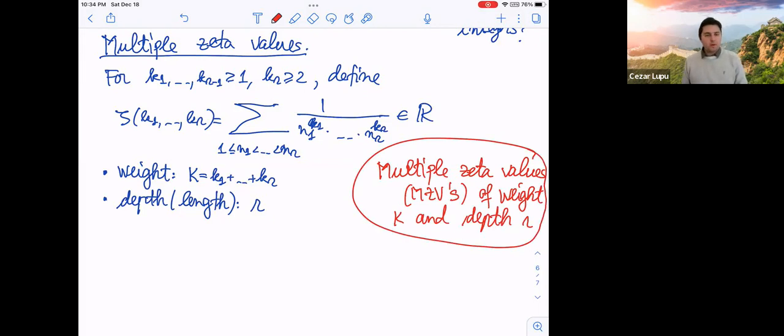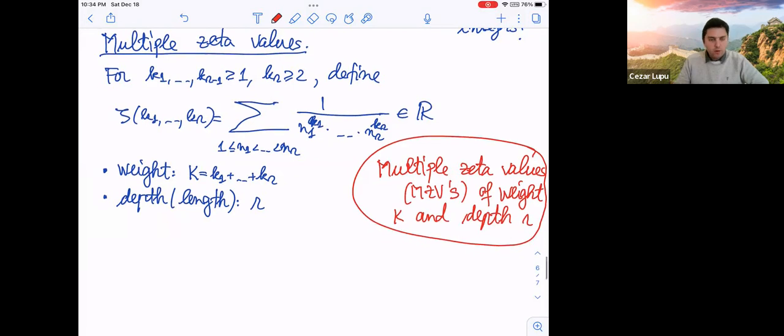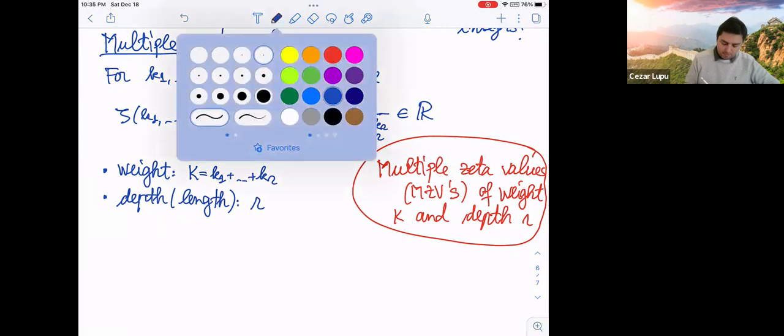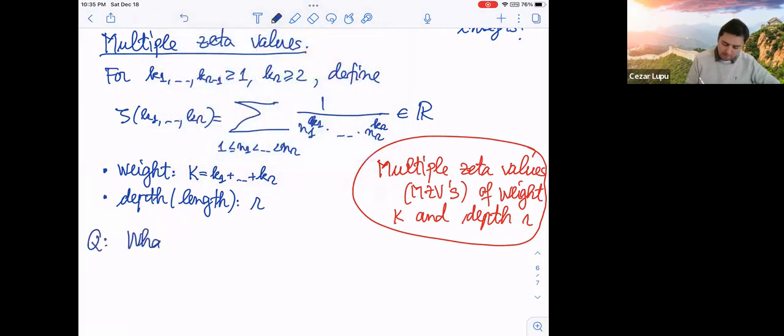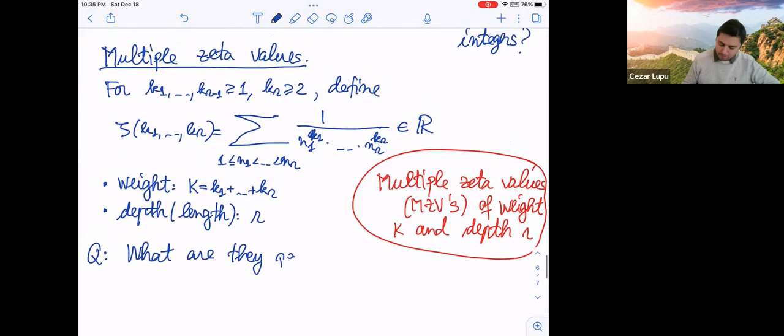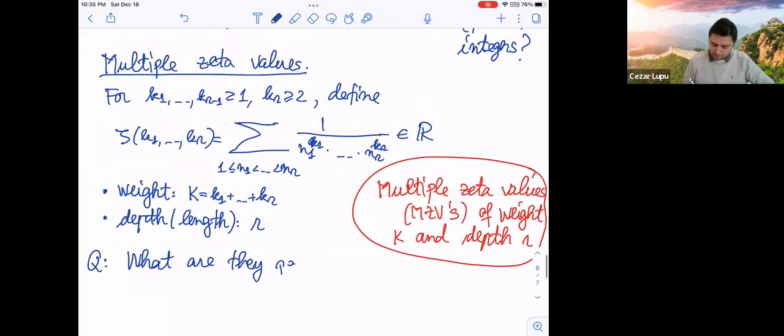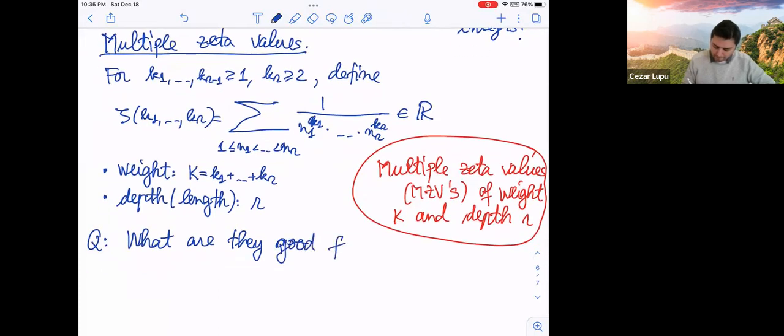And now, as you can see, they're defined in a very simple way. But we're wondering, what are they good for? Surprisingly, they have applications all over. The short answer is that they have applications basically everywhere.